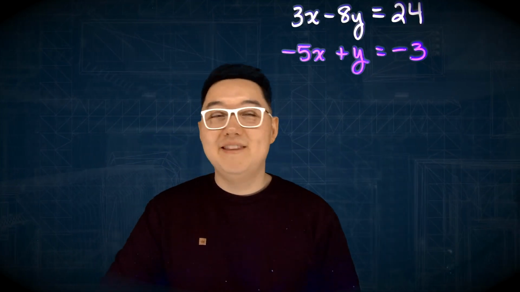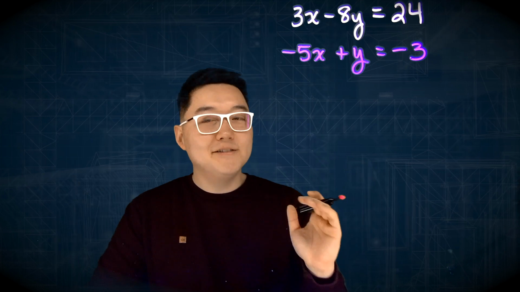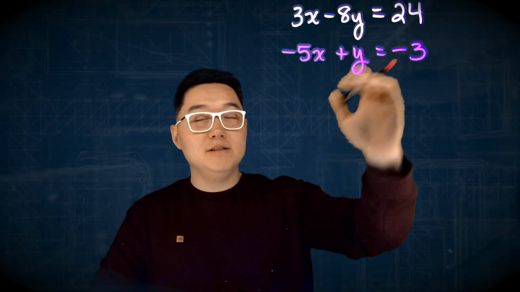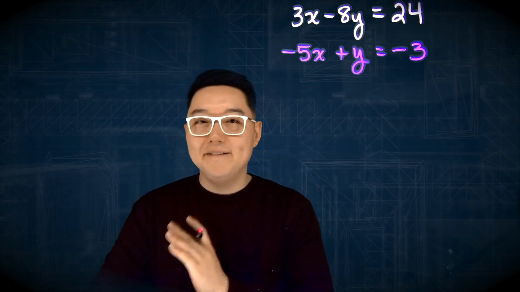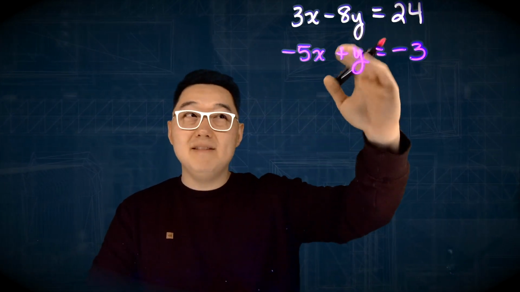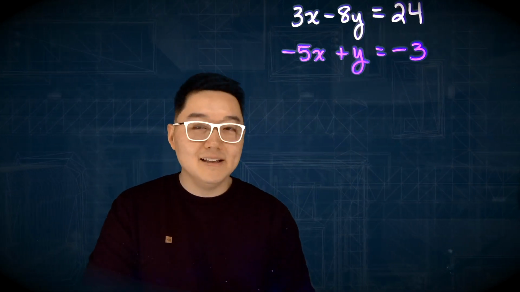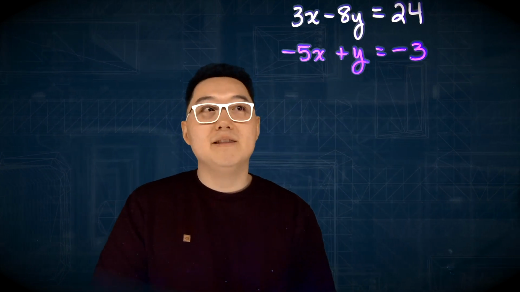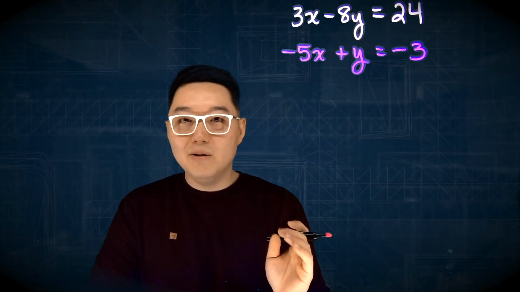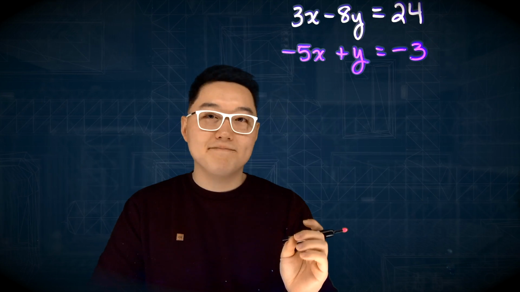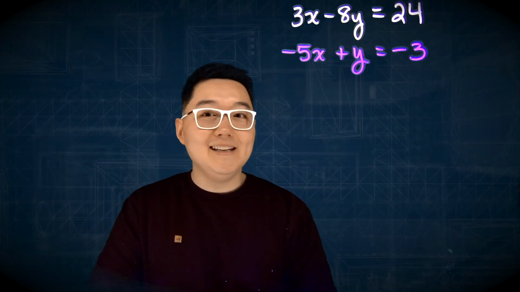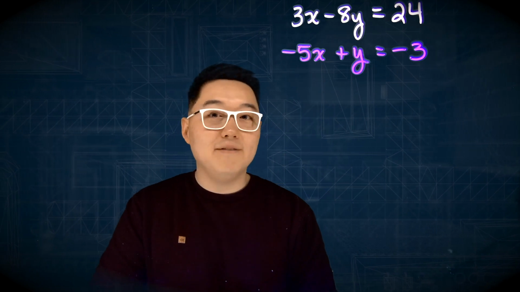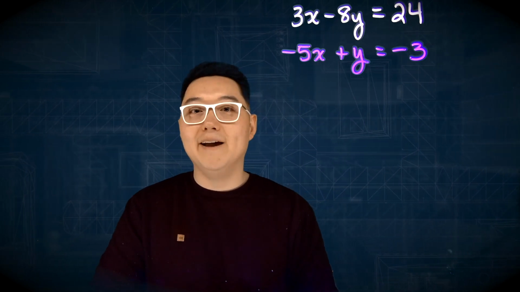Alright, so this is our final example of solving a system of two linear equations using the substitution method. Now, unlike our previous three examples, none of these equations has a variable isolated. I don't see an equation that says x equal to something or y equal to something. However, one of these equations is actually very easy to isolate for either the variable x or for y.